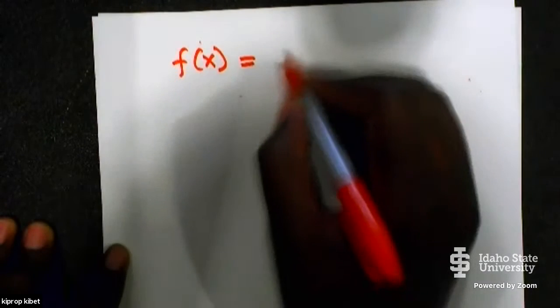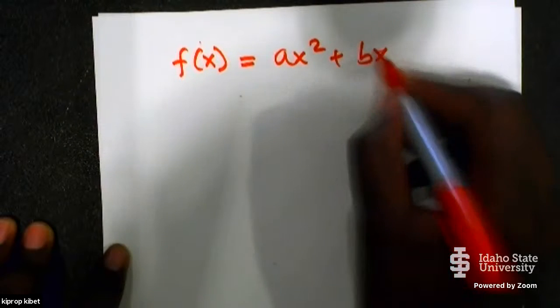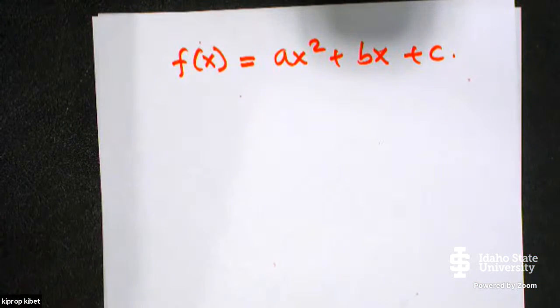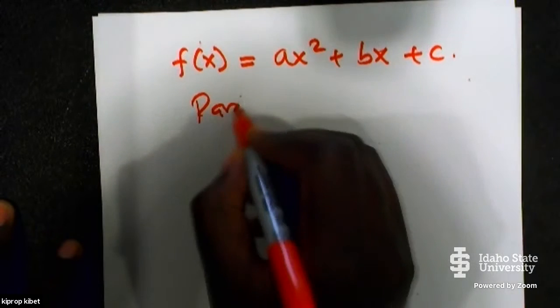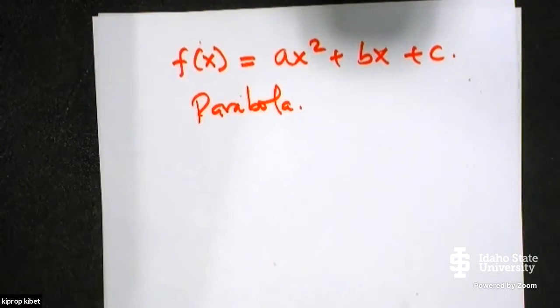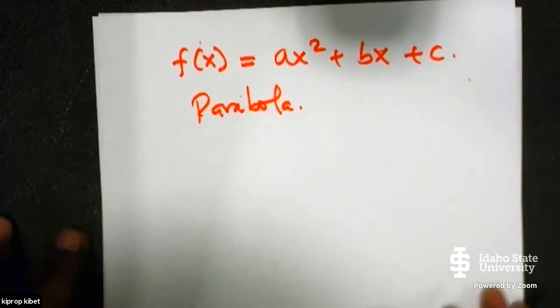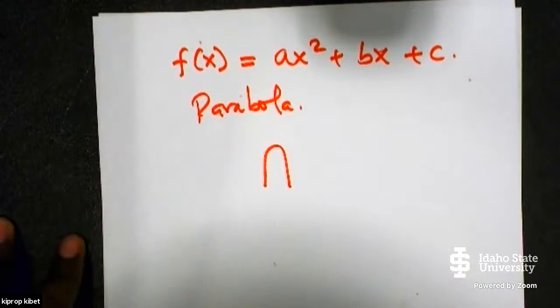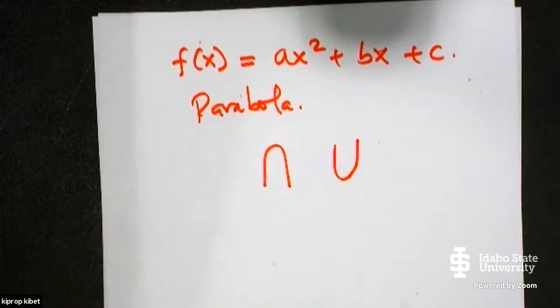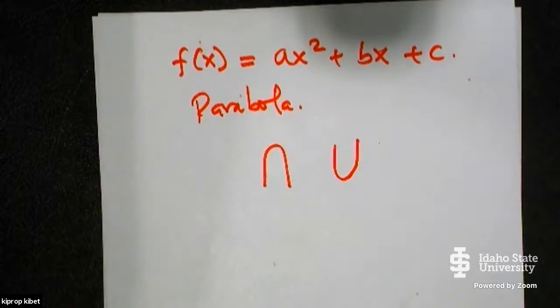Now, if we draw the function f of x equals ax squared plus bx plus c, if we draw a graph of this function, then it forms what we call the parabola. It forms a parabola. And this parabola is of this form. It can be facing down or it can be facing up.